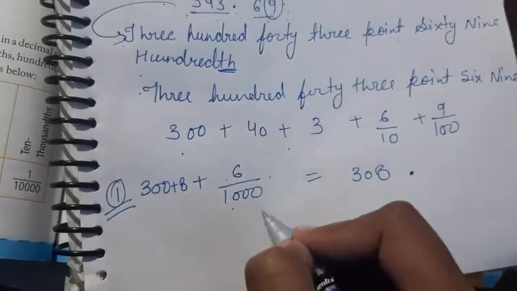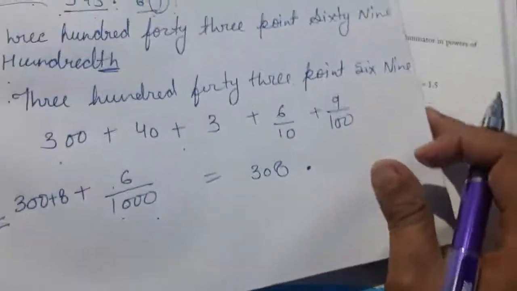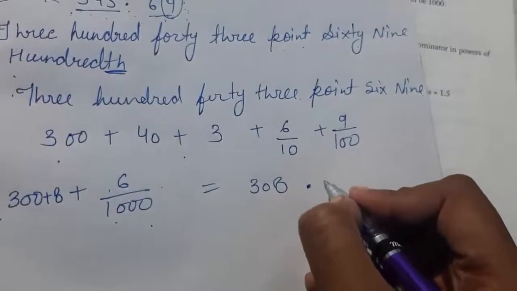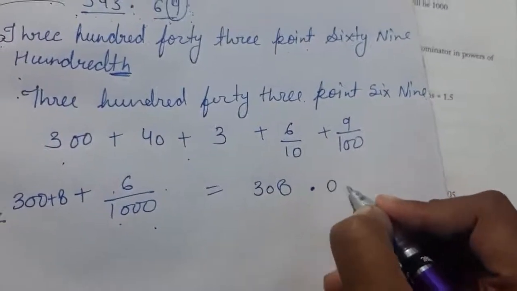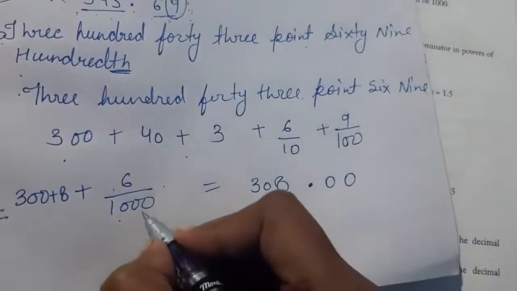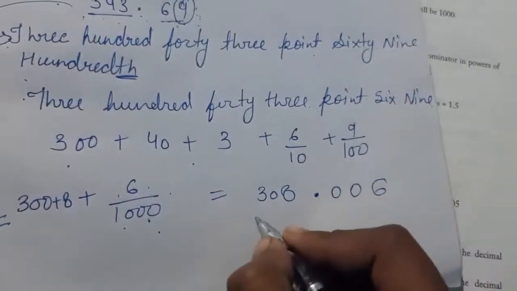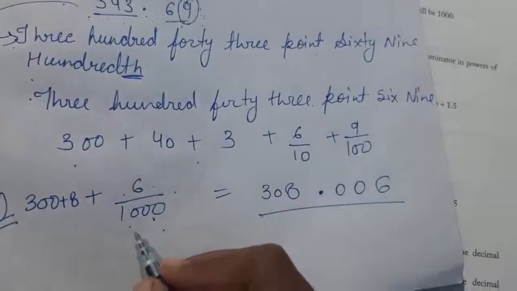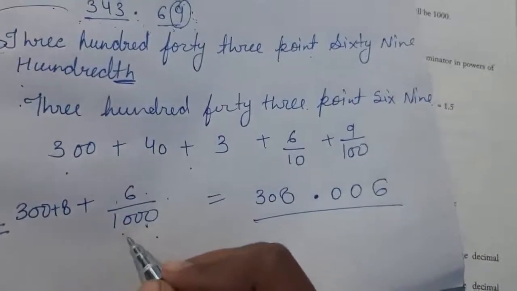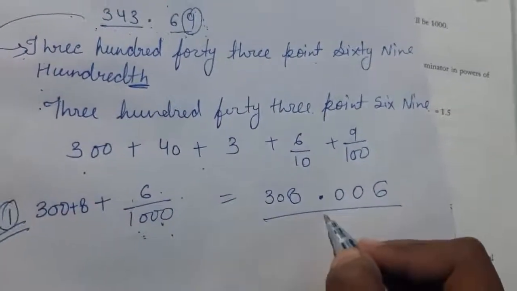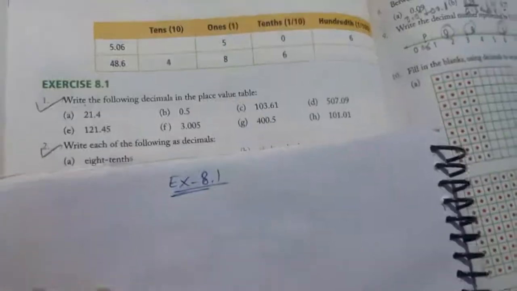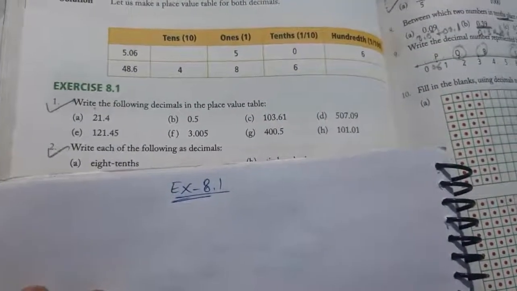Now 6 is coming in the 1000th place, so what comes first? The 10th is not there, so what do we put there? 0. The 100th is also not there, 0, but in the 1000th place one digit is given, that is 6, so write here the 6. This is the standard form of the given expanded form. So hopefully all of you understand the concept of decimal.